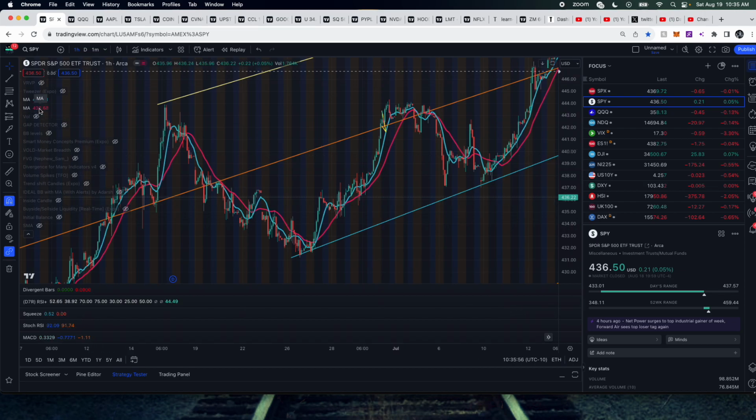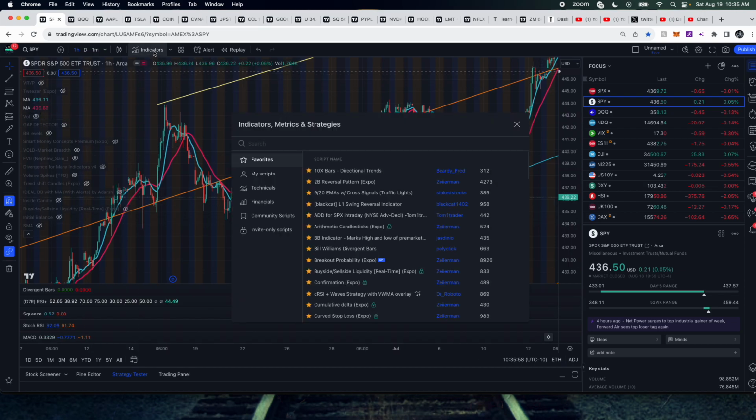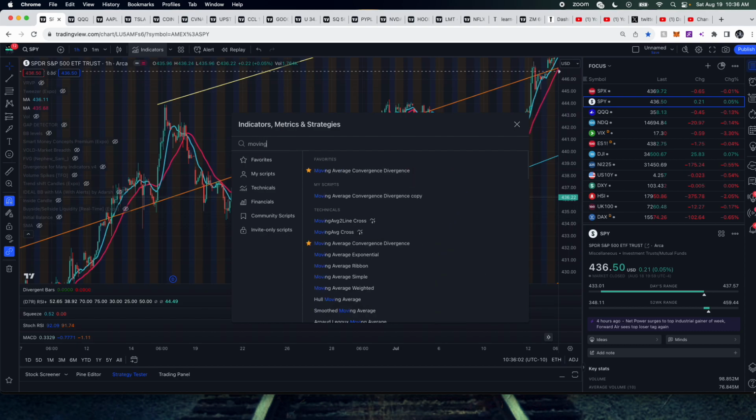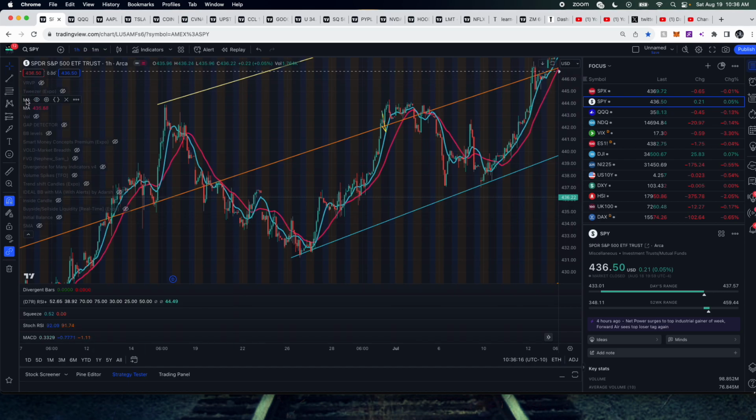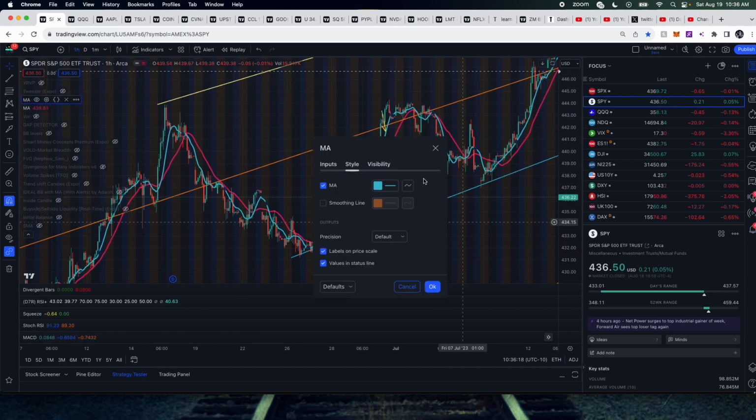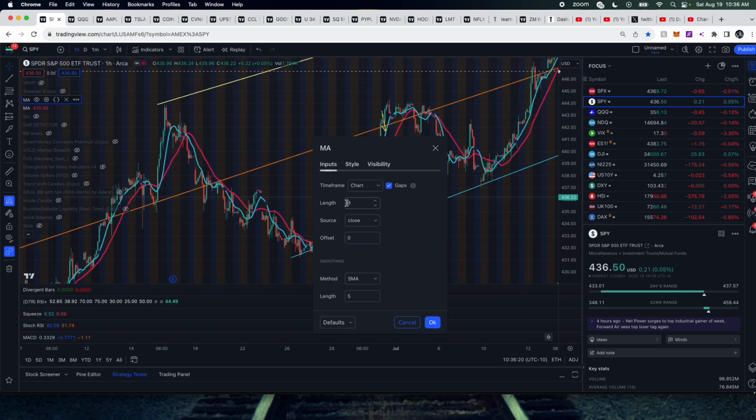So the 9 moving average, how do you get them? You go into indicators and you write here. You can do moving average. Or actually, it's going to be under SMA. Here, boom. Then you take one of those and you go in here. You press that, settings, and you can change them around here. Okay?